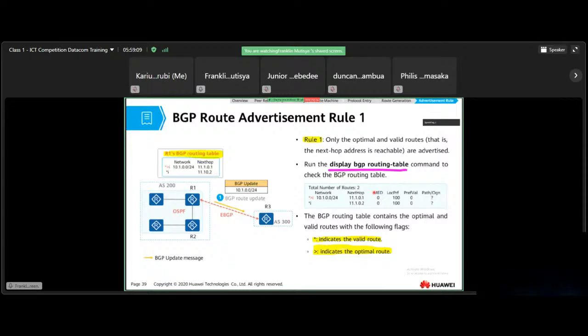So you need to master these two. If you see this sign on the routing table, it means that it's an optimal route. If you see the asterisk, it means it's a valid route. For instance, we have this route that is appearing here. It has the asterisk, it has the greater than sign, and the I. It indicates this route is valid and optimal.